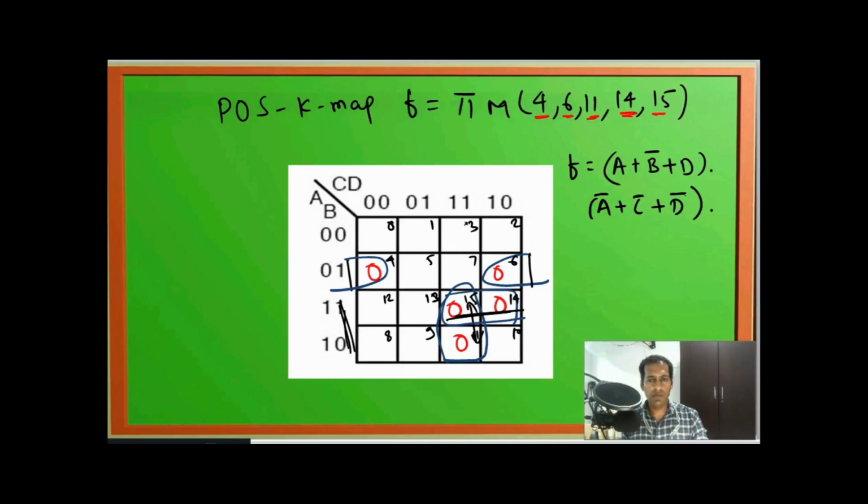For 14 and 15, C bar is common, and for these two, there is single line 14 and 15. So 1 1 we have to take. So that will be A bar B bar, and here C bar. So into A bar plus B bar plus C bar. Now this is the function for POS, right? So we will compare both of them.